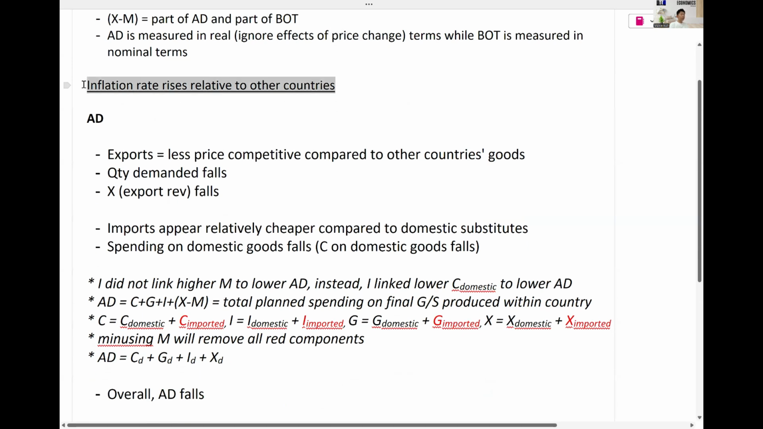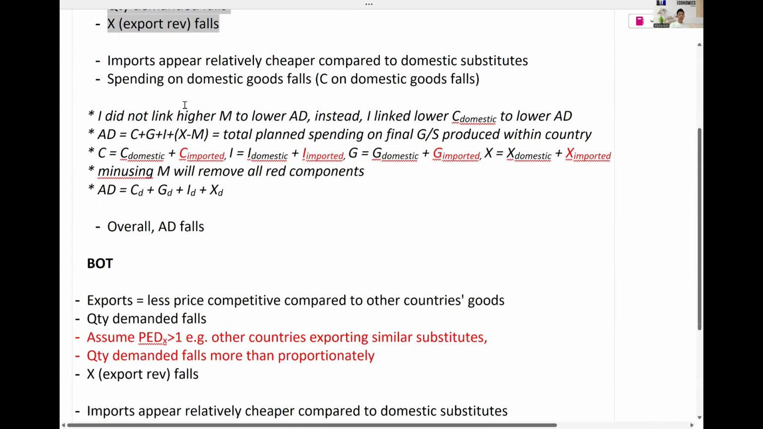All right. So we move on. So this is the first scenario. Second scenario.